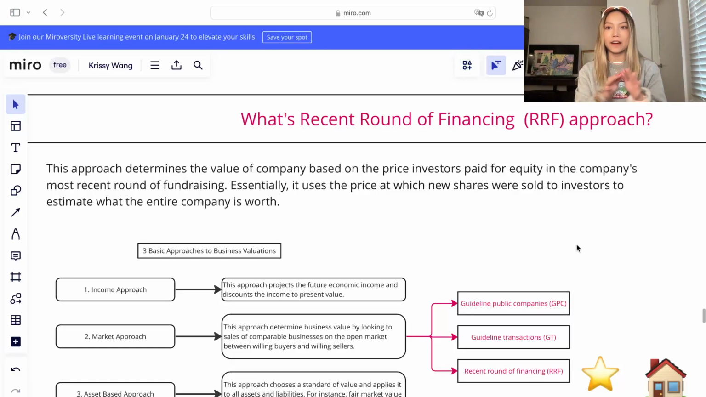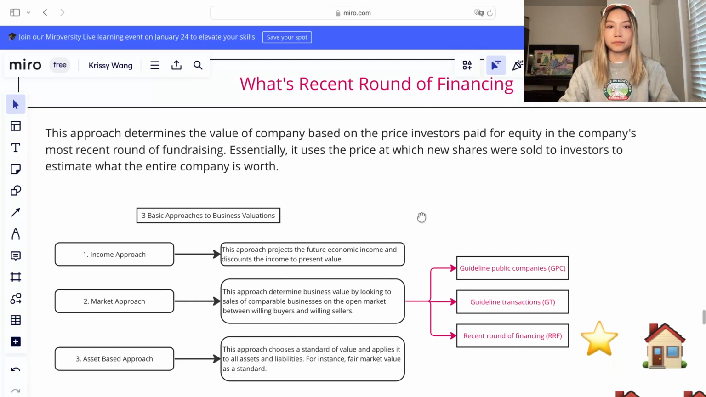Great, now I'm gonna bring everything that I just said together for the recent round of financing approach. First, as always, we'll start with the definition. This approach determines the value of a company based on the price investors paid for equity in the company's most recent round of fundraising. Essentially, it uses the price at which new shares were sold to investors to estimate the entire company's worth. So the basic logic is, if a recent 10% of shares is sold for this price, I know this is 10% and this price, then I know 100% of the shares are worth this much.